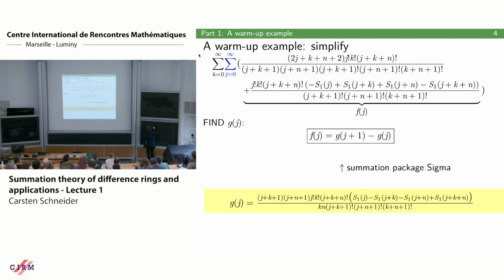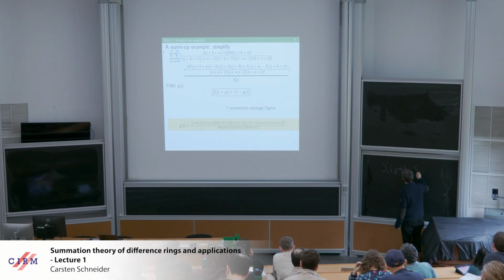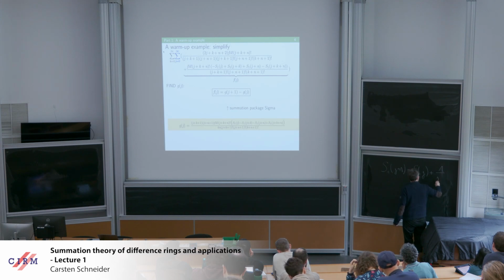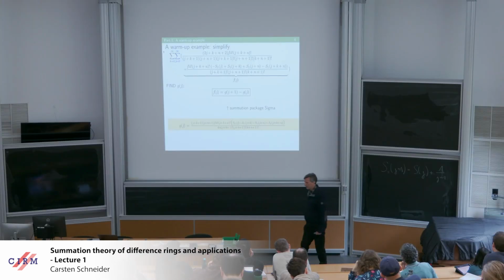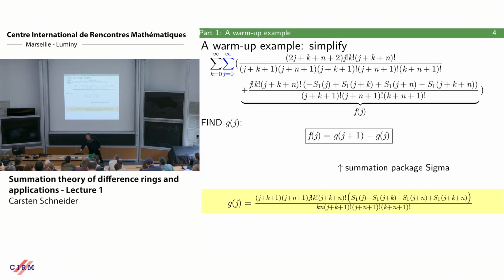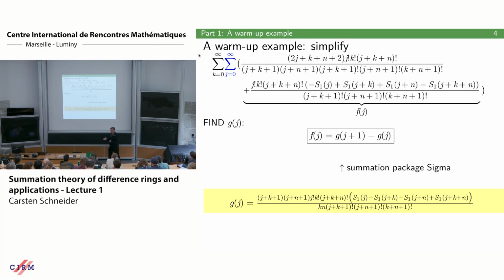S1 of j plus 1, the j plus 1 harmonic numbers are the j's harmonic numbers plus 1 over j plus 1. So you use such relations, you plug it in, and then you do just polynomial arithmetic to see left-hand side equals right-hand side, or left-hand side minus right-hand side equals 0. Okay? And there are no poles, so this is all fine.